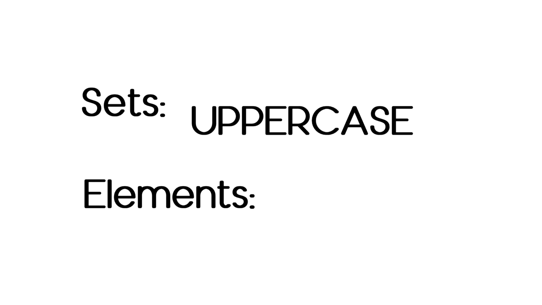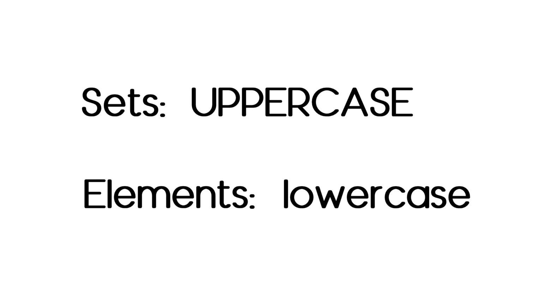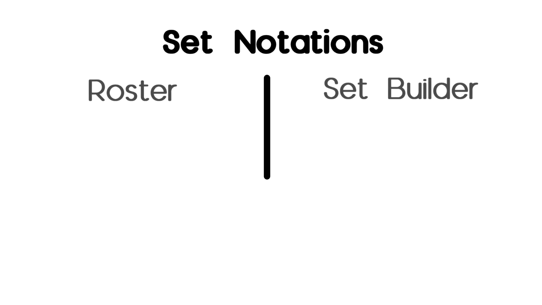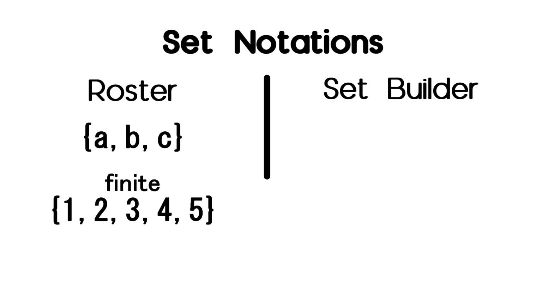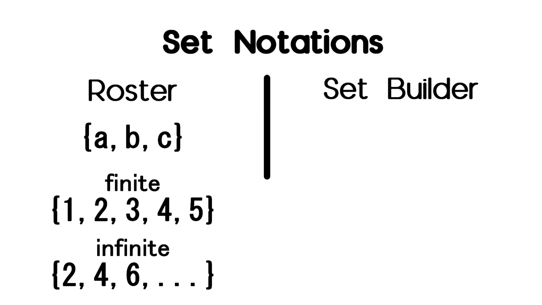The convention for writing sets is usually uppercase for sets and lowercase for elements. To write a set using the roster method, you list the elements and enclose them with curly braces. A set can either be finite, such as this set of numbers from 1 to 5, or infinite by making use of ellipses, such as the set of all positive even integers.